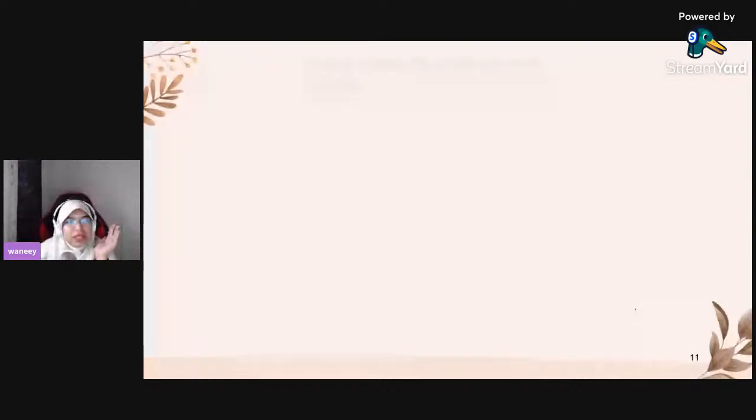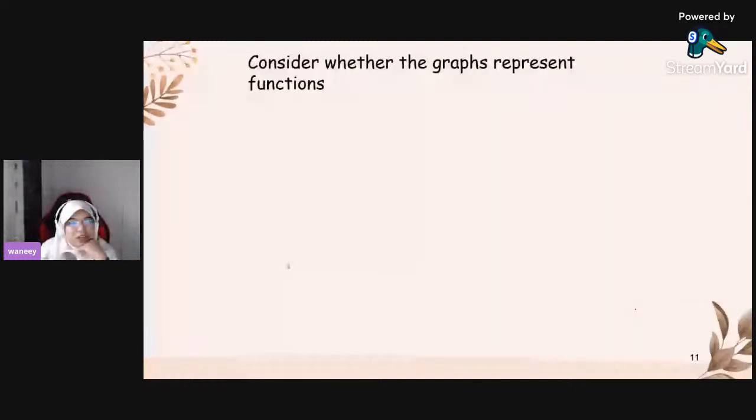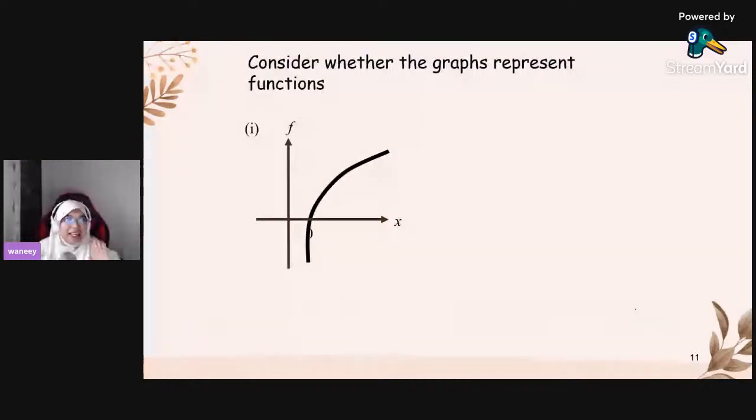Okay, so consider whether the graph represents functions. First one. Okay, so this is basically the graph for a line actually. Okay, so draw a vertical line test. Okay, so make sure you have your ruler ready and then a pencil as well. Okay, so draw a vertical line.